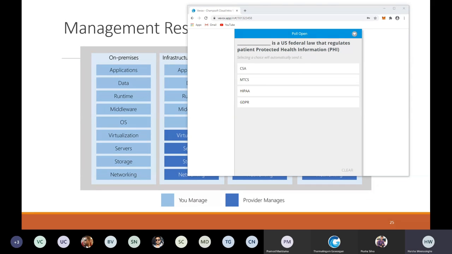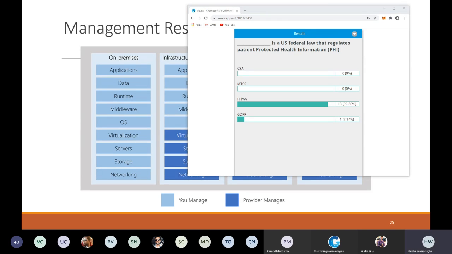It's about compliance requirements. Something is a US federal law that regulates patient protected health information. Is it CSA, MTCS, HIPAA, or GDPR? HIPAA is the US federal law that regulates patient protected information. From the name, it's a health information related compliance requirement. So it's not GDPR.